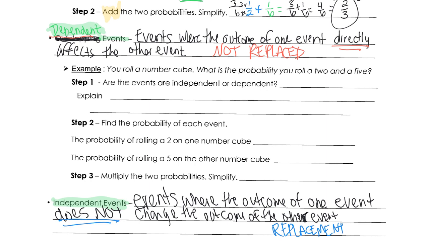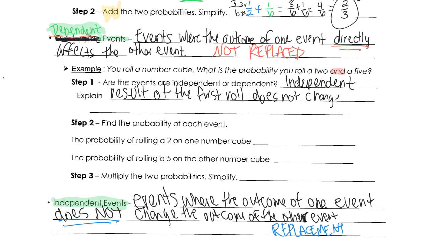Let's look at this example here in the middle to freshen ourselves up. I roll a number cube. What's the probability I roll a 2 and a 5? Because of the word "and" here, I know that it is going to be either dependent or independent. Does me rolling a 2 change anything with me rolling a 5? Hopefully you're thinking no, which means that it's independent. So it's an independent event. Why? Because the result of the first roll does not change the second roll.